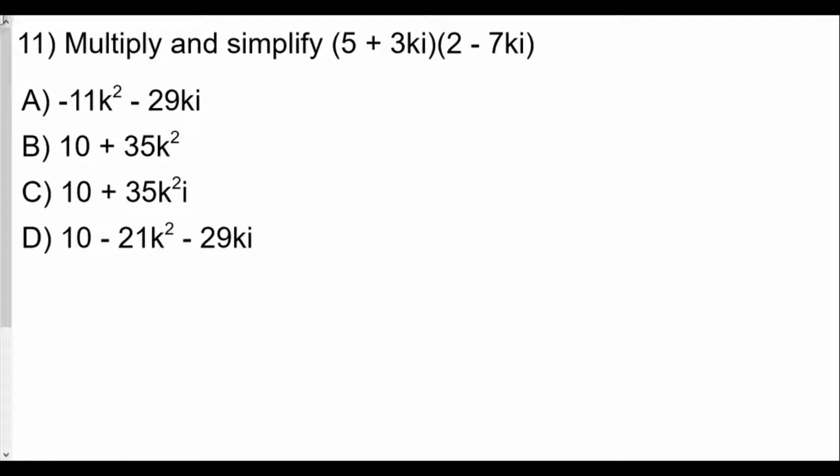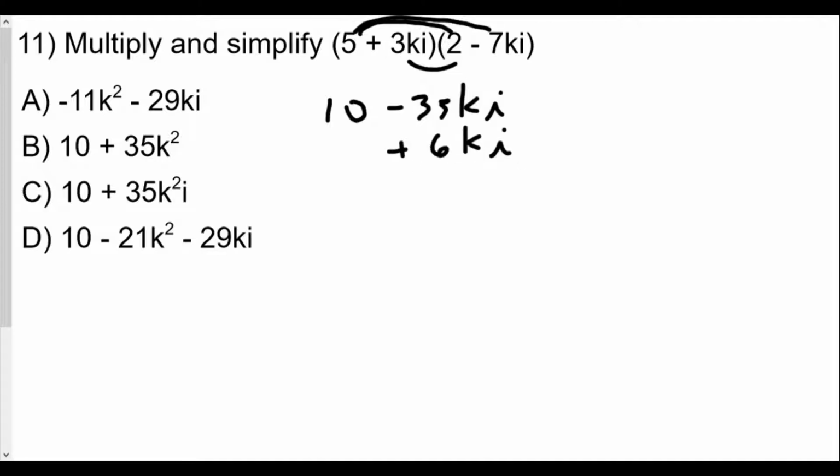Multiply and simplify 5 plus 3ki times 2 minus 7ki. So we need the distributive property, and so 5 times 2 is going to be 10. 5 times negative 7ki will be negative 35 k times i. 3ki times 2 is going to be plus 6ki. And then 3ki times negative 7ki will give us negative 21 k squared i squared.